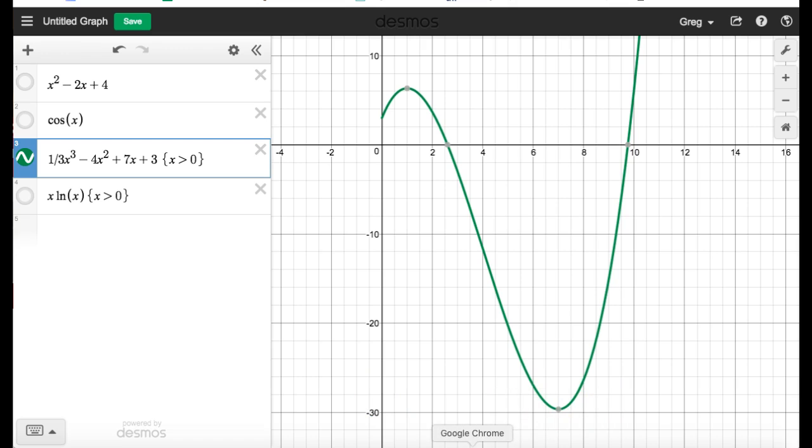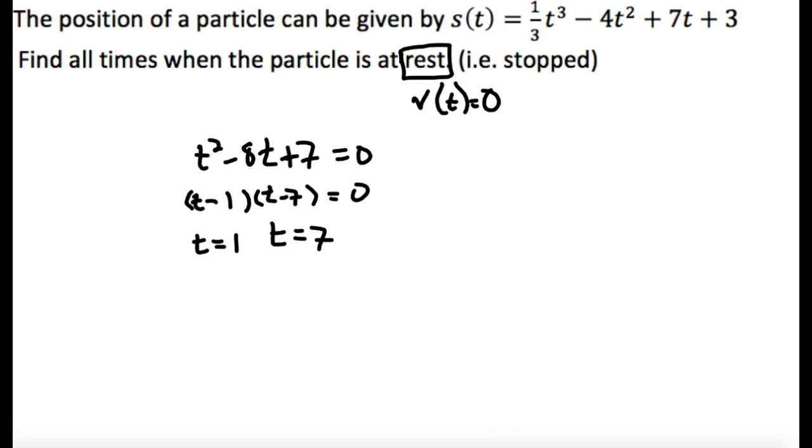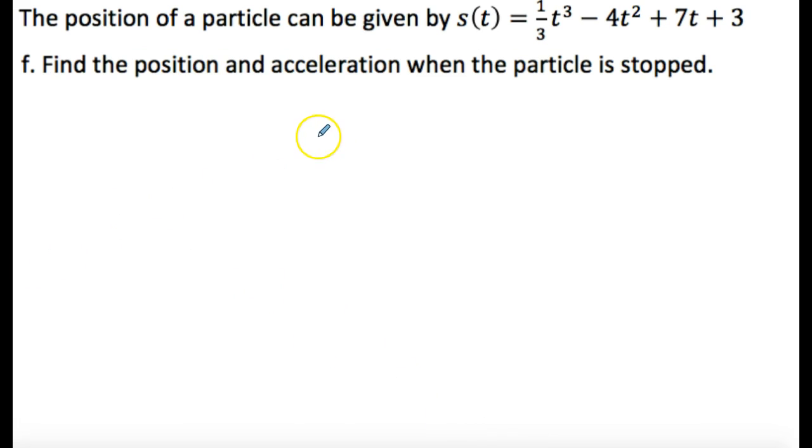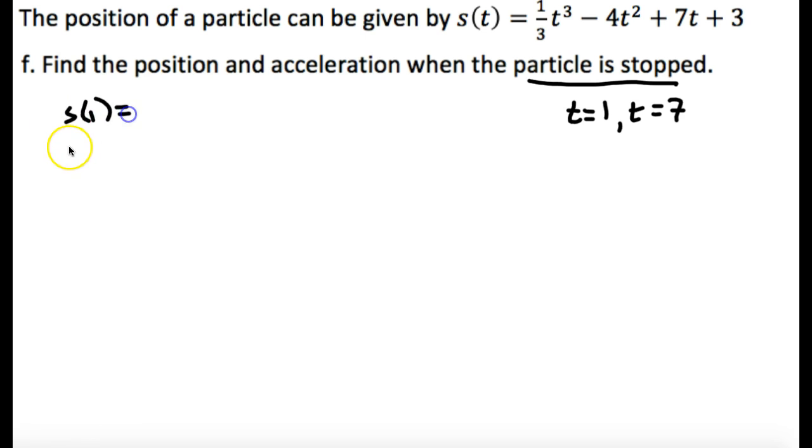So we go back, let's take a look at part F. Find the position and acceleration when the particle is stopped. We already found that the particle is stopped at t equals 1 and t equals 7. So all I want to do is plug those two values into my position and acceleration functions. So s of 1, s of 7, and a of 1, and a of 7.